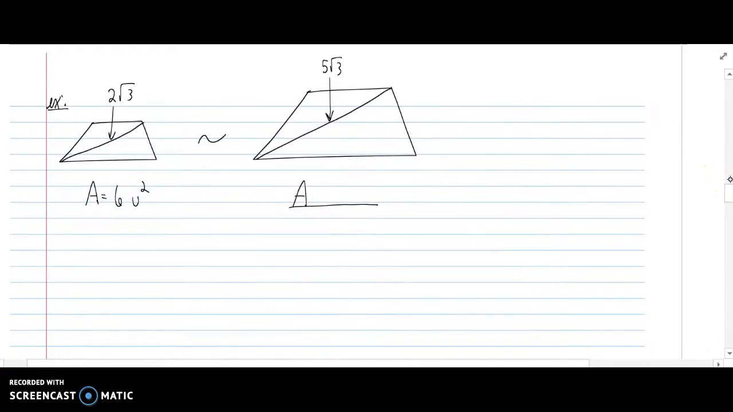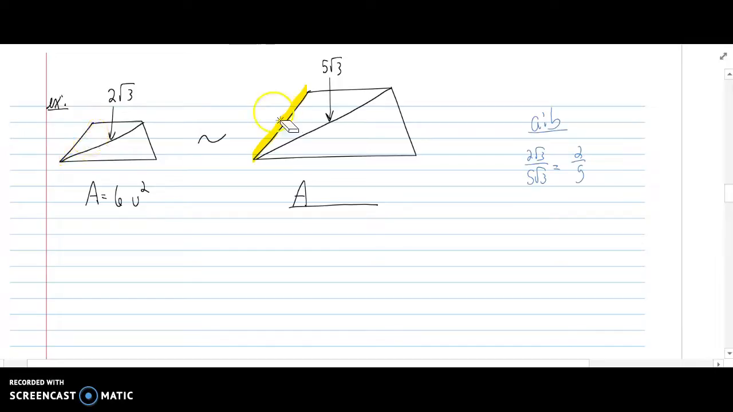Here's an example of how we would use that. These two shapes are similar to each other. We have these corresponding diagonals, so if we look at those, we can establish our linear ratio, 2 root 3 over 5 root 3, which simplifies down to 2/5. So that's the ratio of all the corresponding sides. I don't know the length of this segment or this other segment. However, what I do know is that they're corresponding to each other, and so they're going to be in the ratio of 2 to 5.